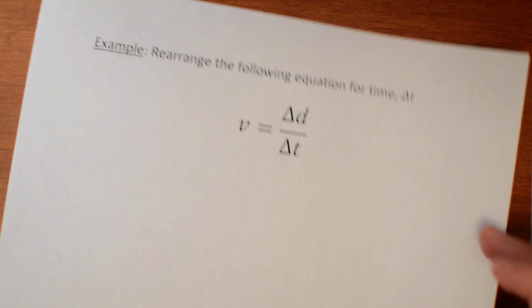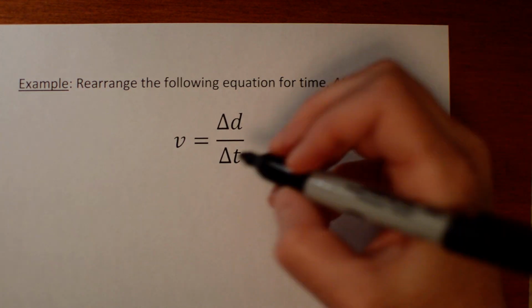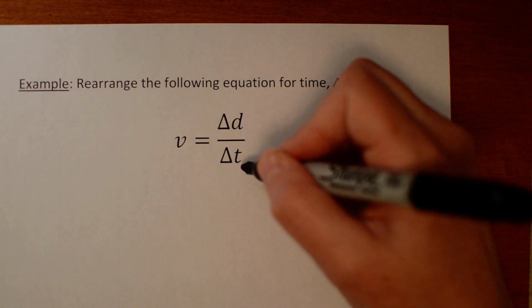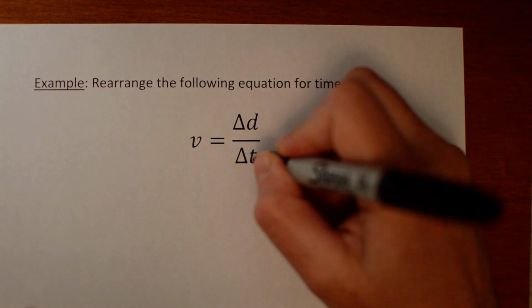My next equation here, v is delta d over delta t. I'm trying to rearrange this for time, and time is on the bottom. The delta t is on the bottom here. As soon as you're solving an equation for a variable in the denominator of a fraction, you want to get it off the bottom as quickly as possible, because it's going to mess you up if you leave it on the bottom too long. So if you can get it off the bottom in the first step, do it. And here you can. How would I get delta t off the bottom?